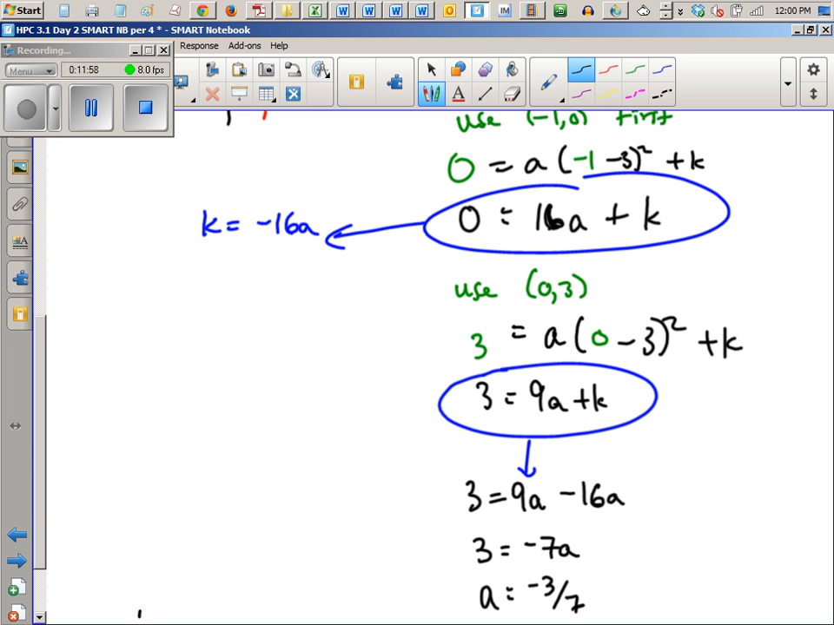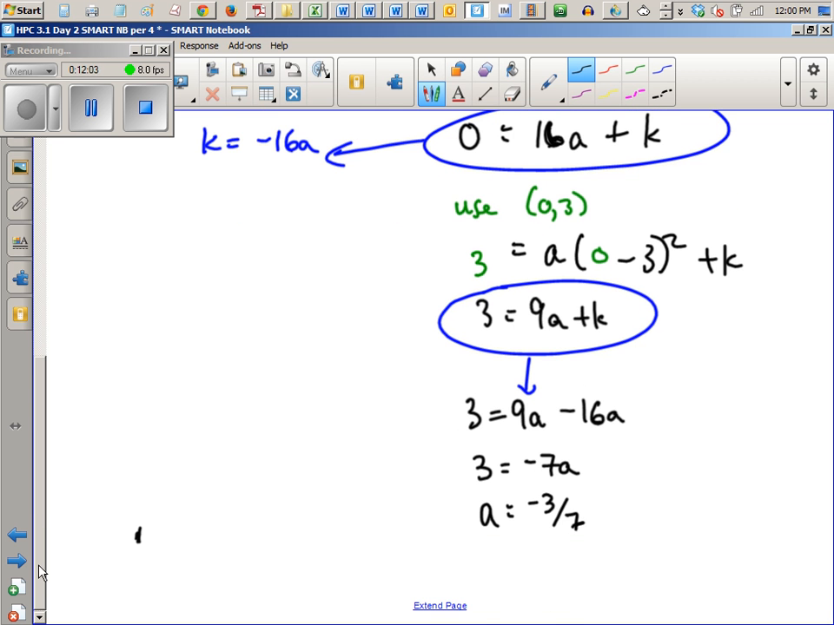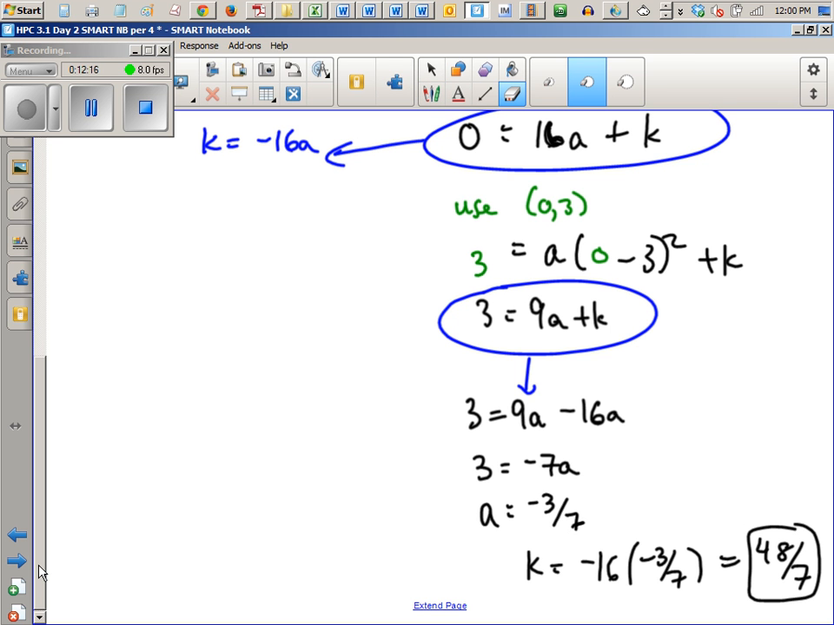And since k is just -16a, I can assume that k is -16 times -3/7. So the answer is 48/7. It's awkward, but that's the answer. The reason we're getting an awkward k value is because the intercepts were so nice and clean. I gave you such nice, neat intercepts, oftentimes something will give and come out messy. So it turns out it's the k value this time.